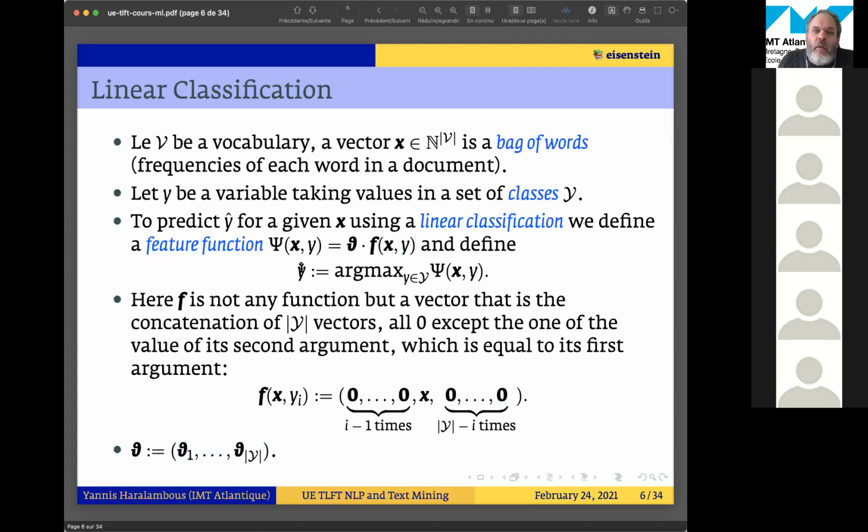And now, what will be our prediction? The class I predict for x will be argmax of this feature function. So my feature function will be such that by taking the maximum value for all possible y's, I get a prediction for x.